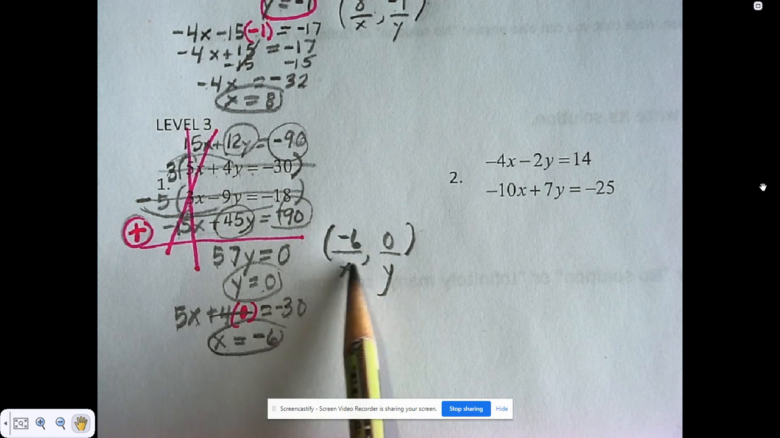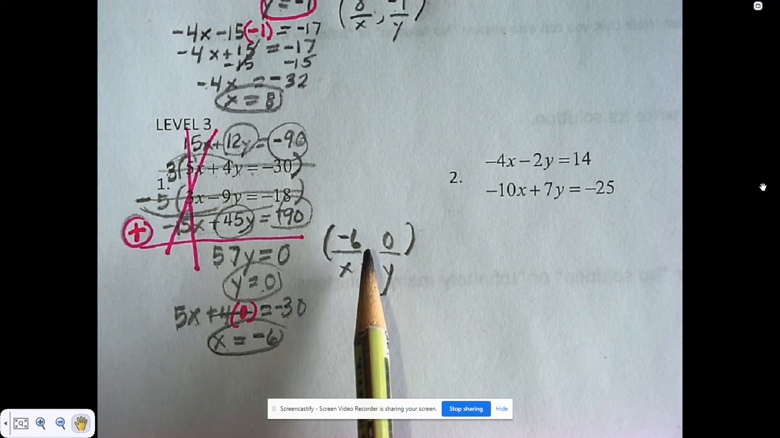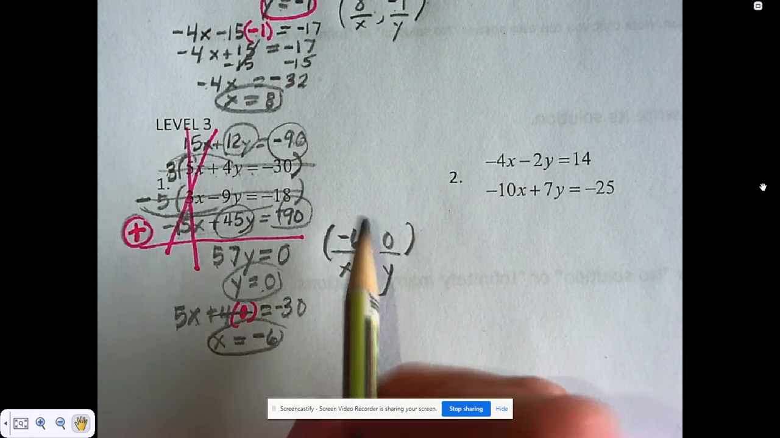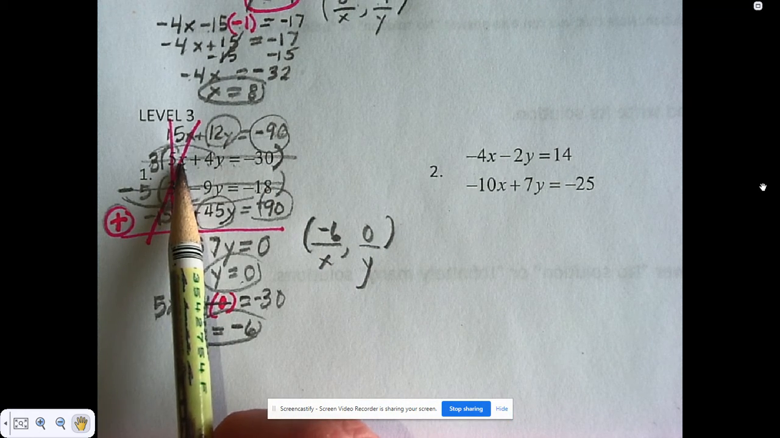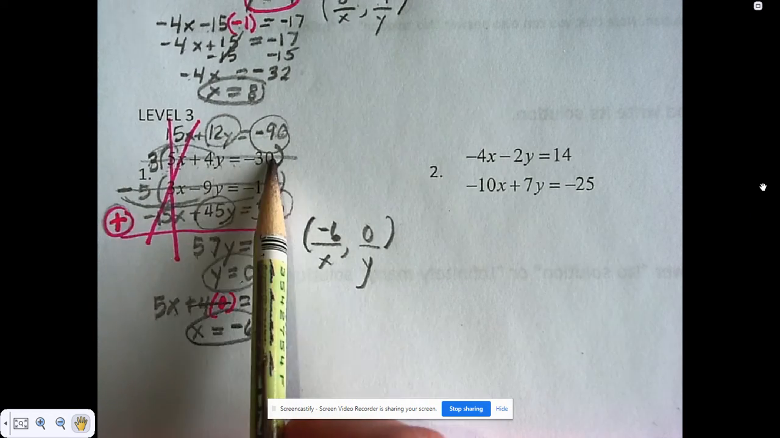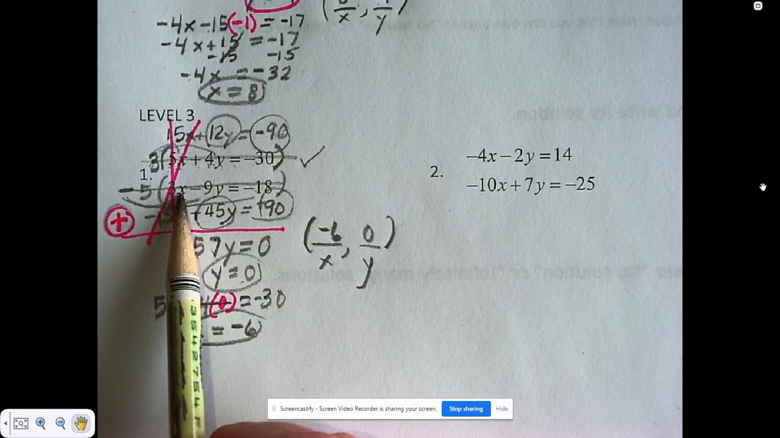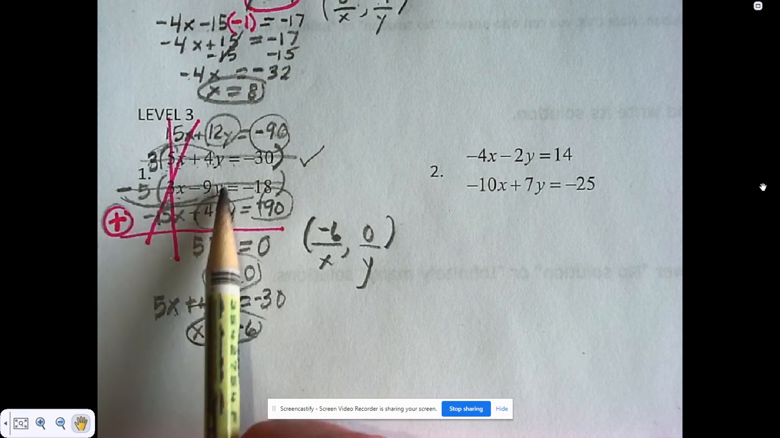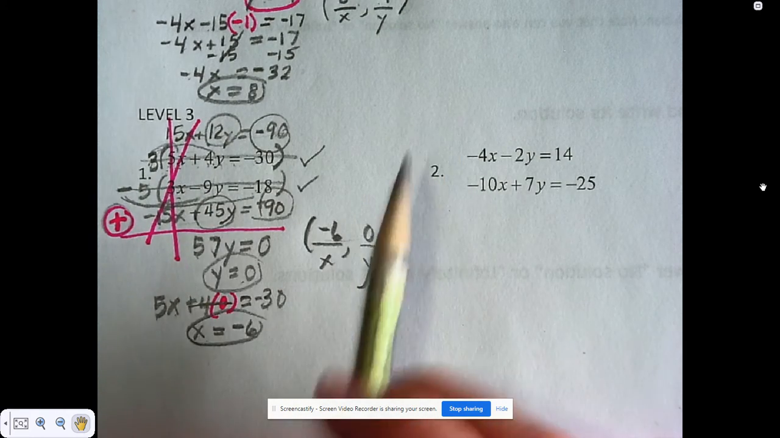The system of equations, this is where they cross if I was to graph these. Now, how do I check and make sure that this is right? I do need to plug them back in. So I go like this: 5 times -6 is -30. 4 times 0 is 0. -30 plus 0 is -30. Check, that one works. Next one, 3 times -6 is -18 minus the 0. So -18 equals -18. Check, it works out.